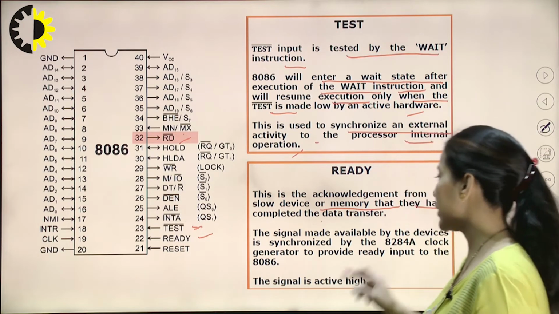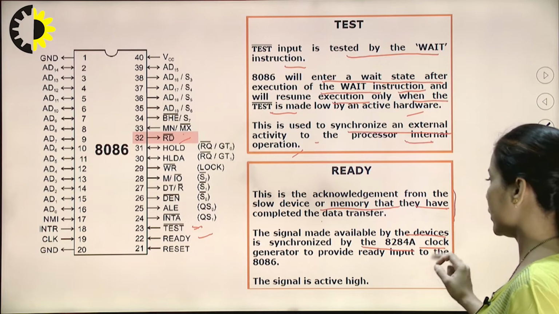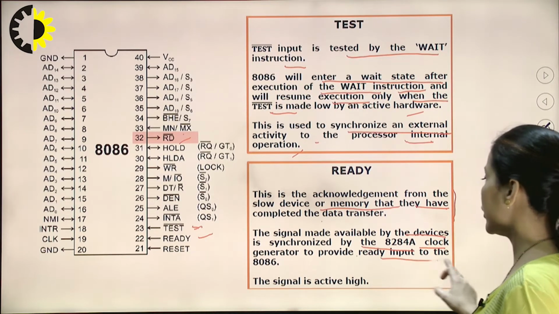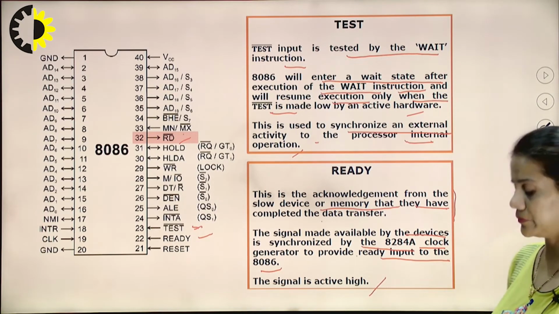The signal made available by the devices is synchronized by the 8284A clock generator to provide the READY input to the 8086, and the signal is active high.